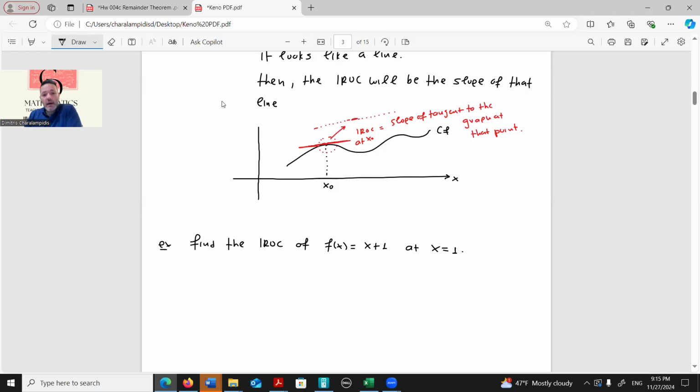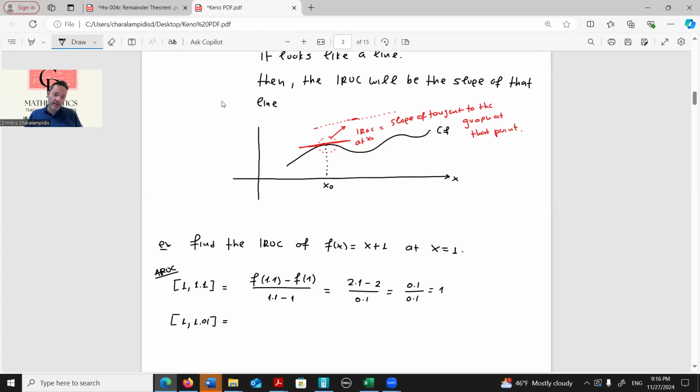What do I mean by that? I would start by creating the average rate of change from 1 to 1.1. Based on our formula, this stands for f of 1.1 minus f of 1 over 1.1 minus 1. That is 2.1 minus 2 over 0.1, which is 0.1 over 0.1, which is 1.